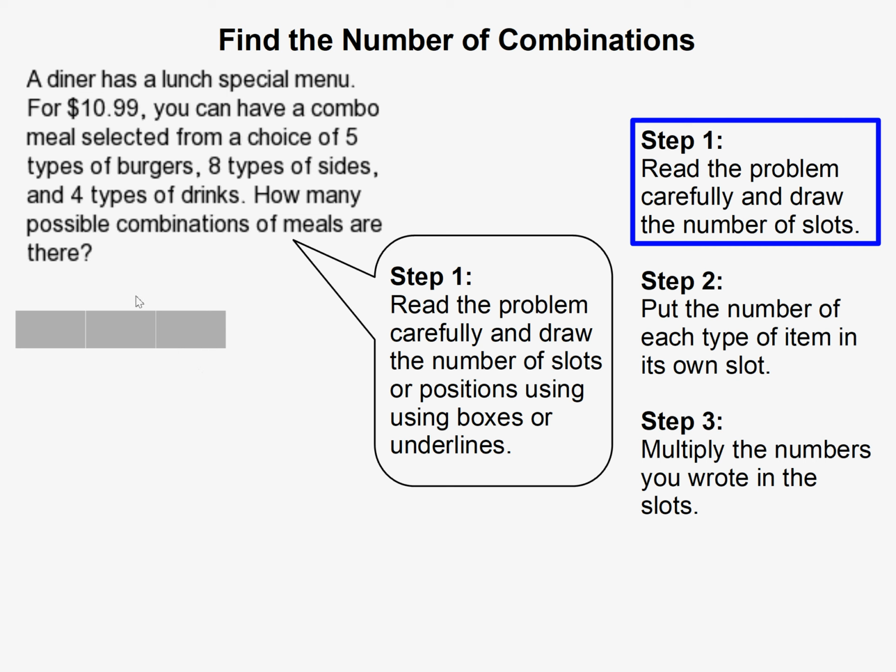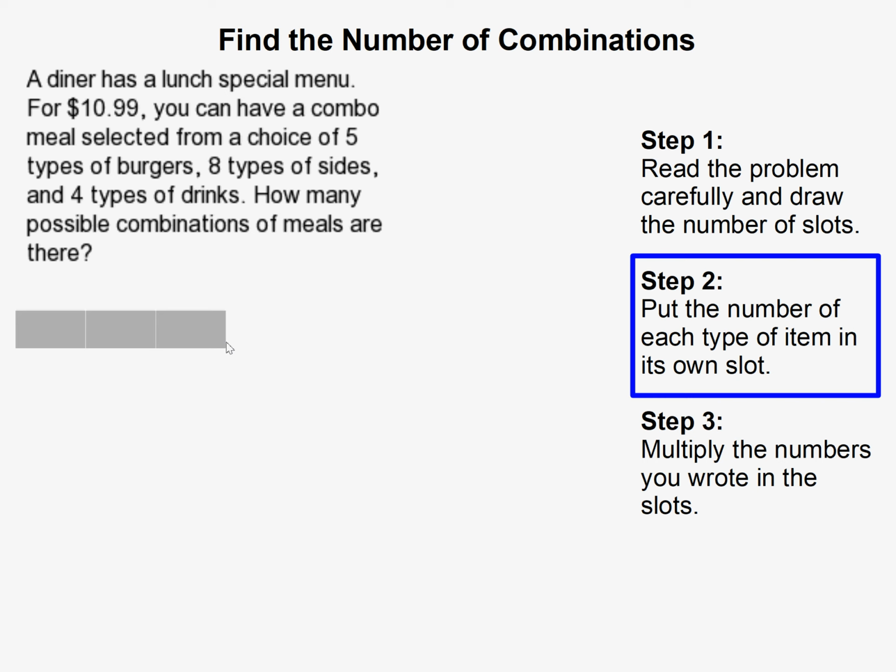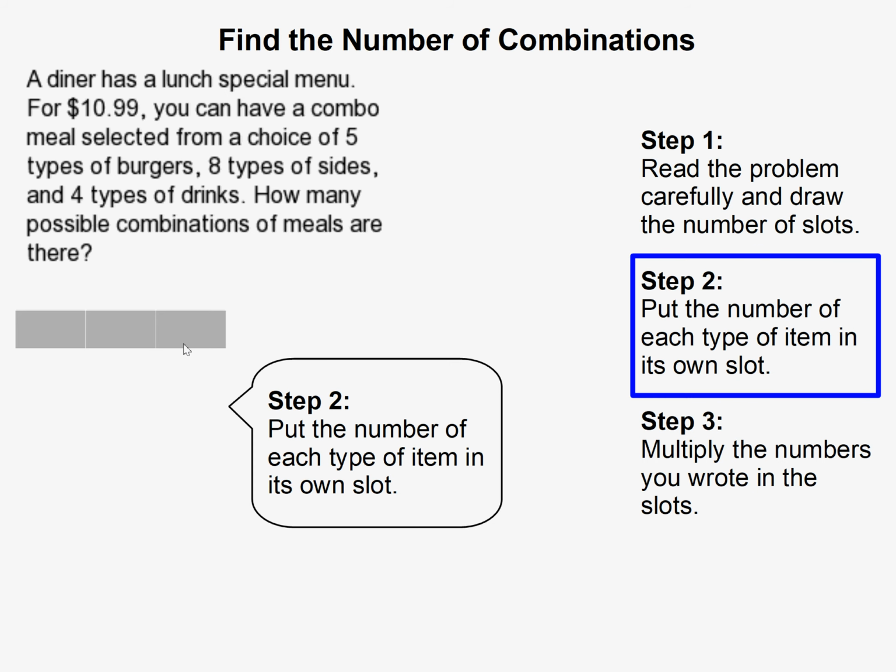Okay, so I drew 3 boxes here because there are 3 different choices you can make. You can make a burger, a side, and a drink choice. So we have the 3 here. Then we have to put the number of each type of item in its slot.